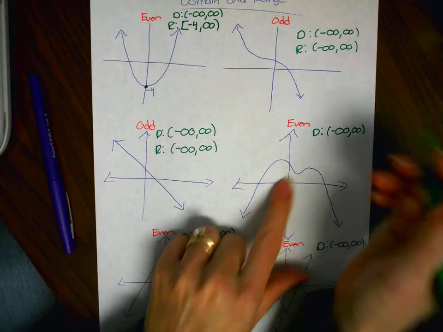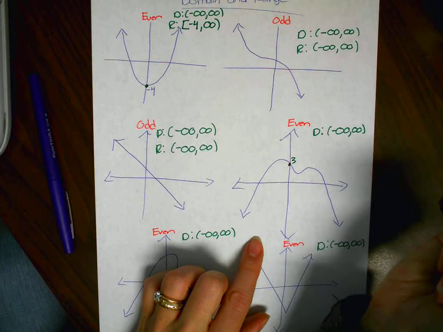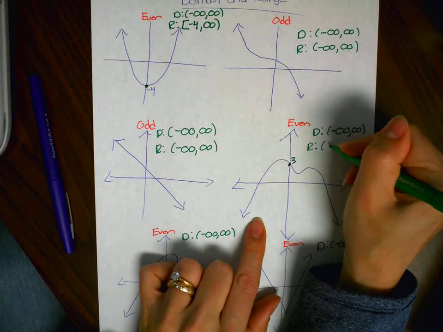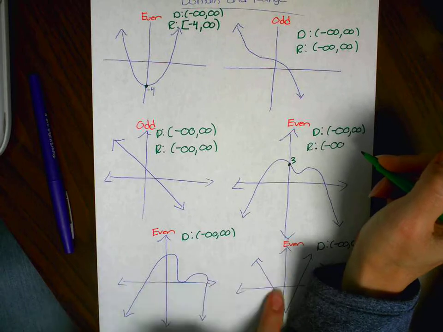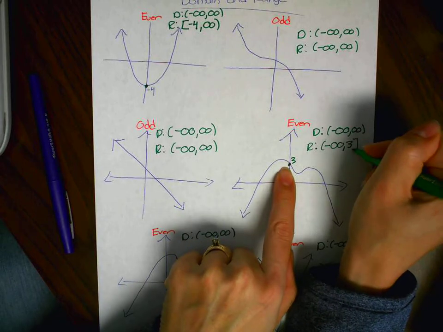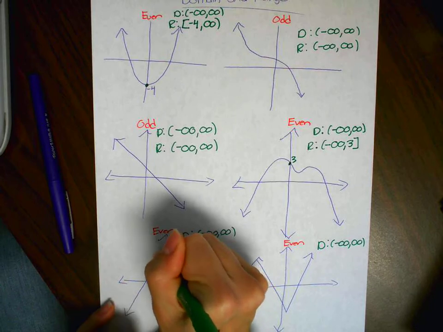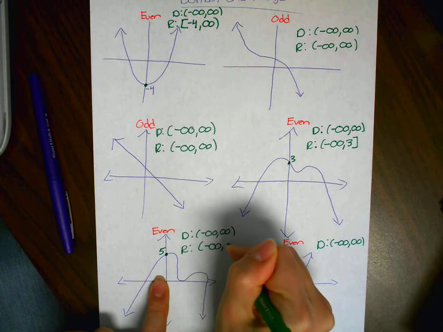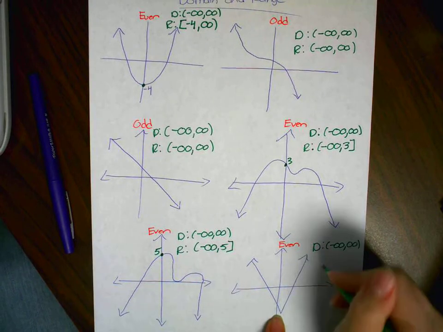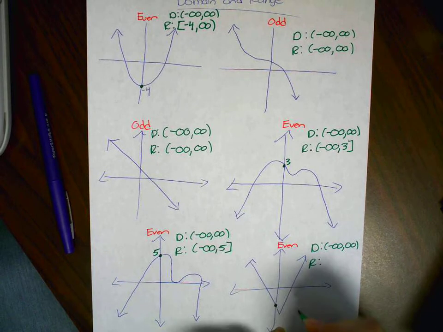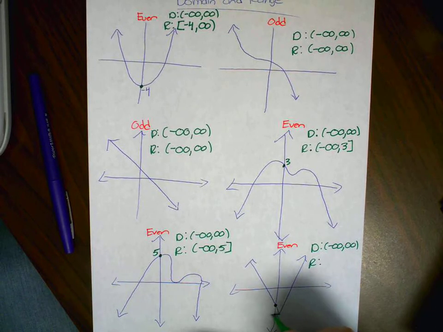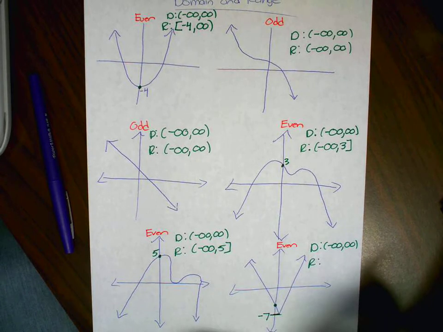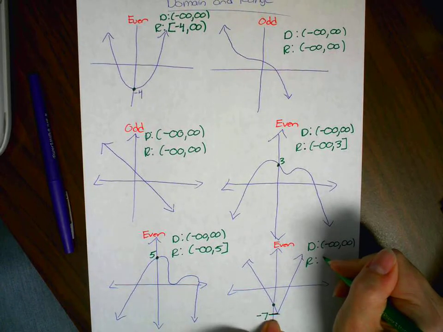Here's another even function. Let's say that this point is at 3. So my range for this function would be negative infinity, because I'm going all the way down, up to this point where I stop at 3. Let's say this point here is at 5. On here, again, my range would be negative infinity and then it stops at 5. Here, let's say this is -7. So if this is at -7, my range is going from -7 to positive infinity.